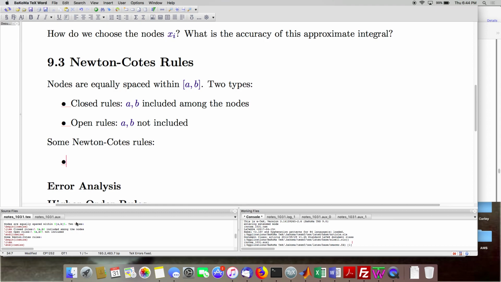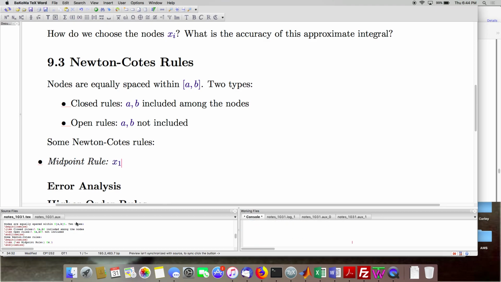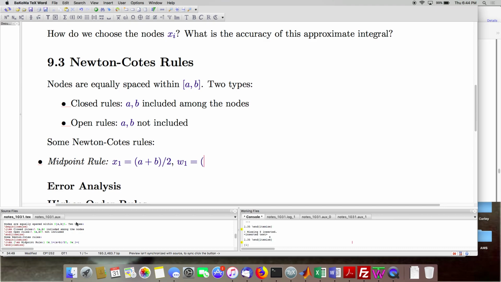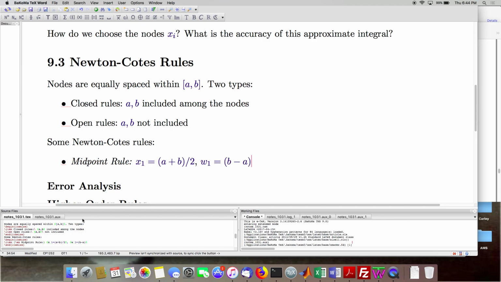So the first one is called the midpoint rule. Okay. So it has one node. Now keep in mind, the nodes are chosen from within the interval [a, b]. So it is, predictably, the midpoint, (a plus b) over 2. And that is the only node. And because there's only one node, there's only one weight. And that would be b minus a, the width of the interval.